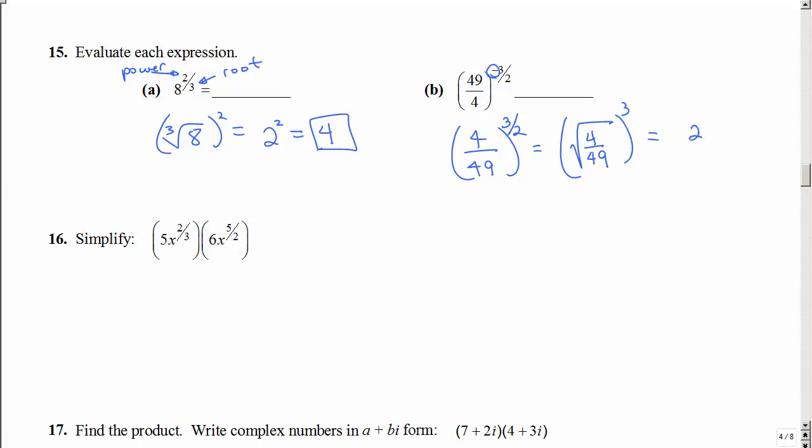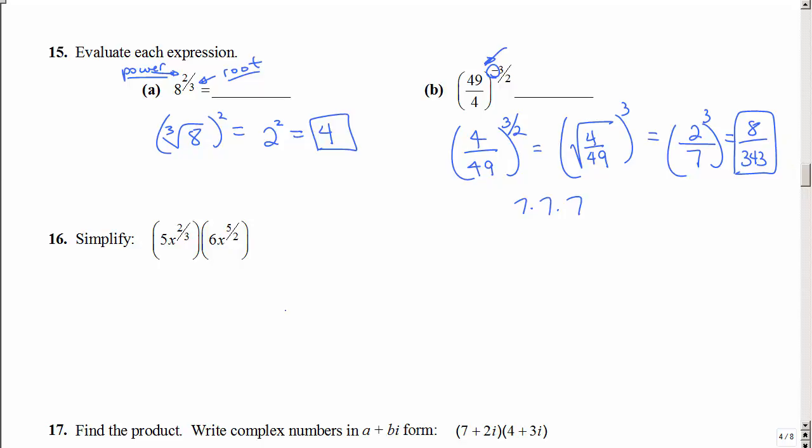So the square root of 4 is 2. The square root of 49 is 7. And now I have to raise that to the third power. So that's 8 over, and yes, 7 times 7 times 7, a little bit big. Not impossible, but I believe that's 343. So remember, root, power. Negative, flip that base.